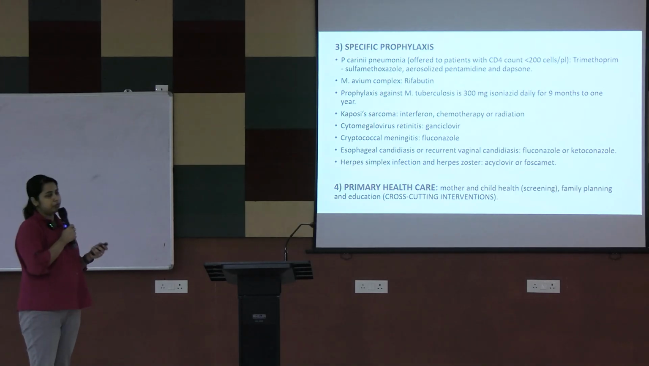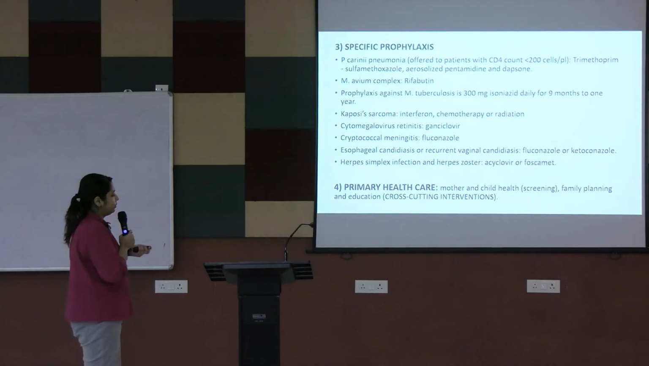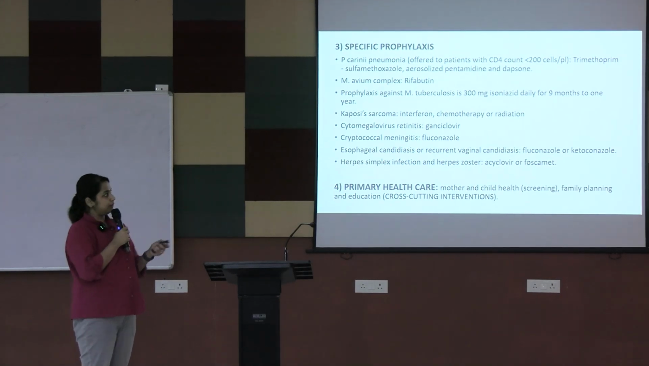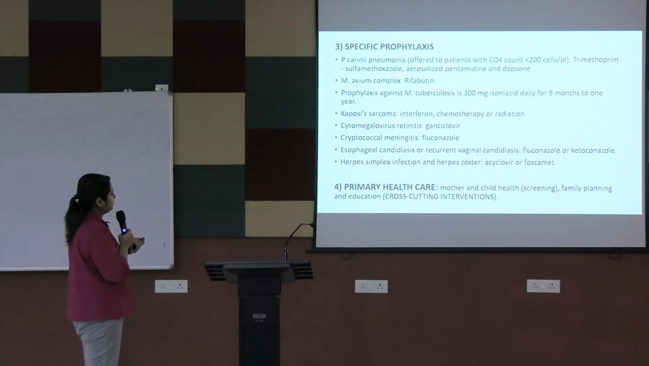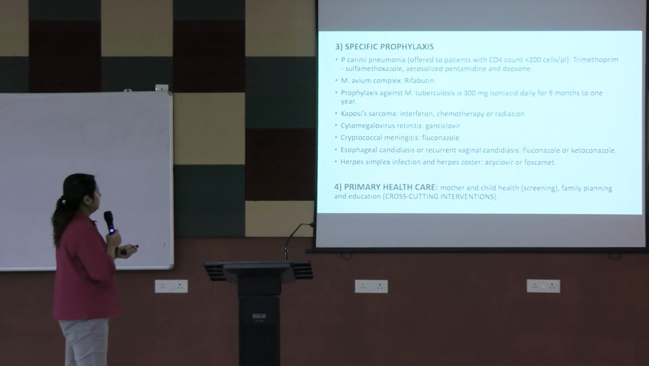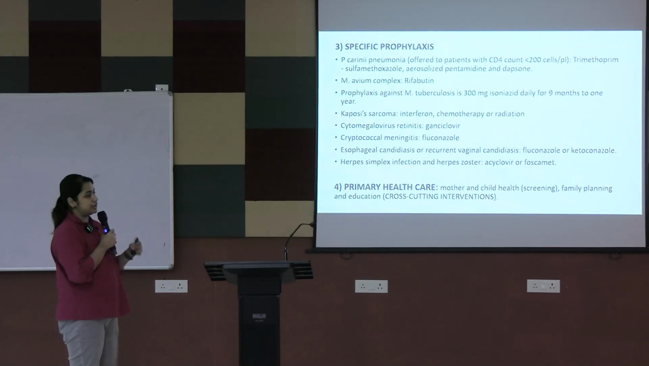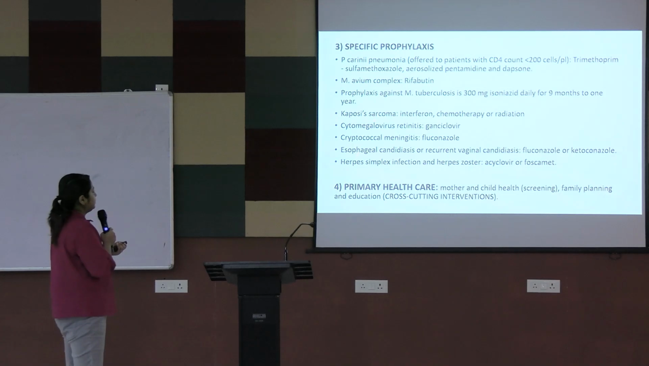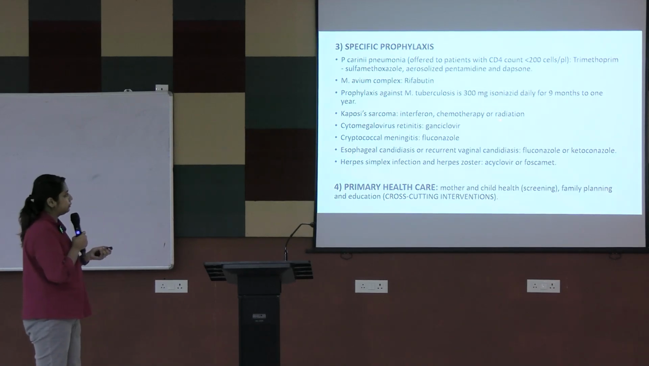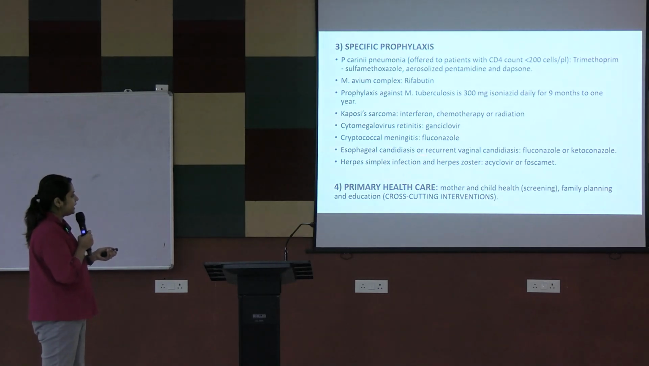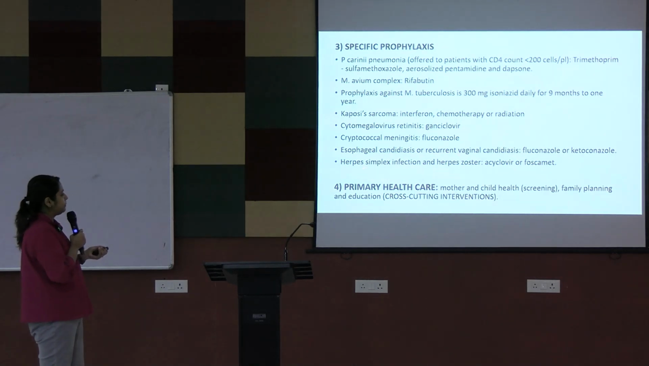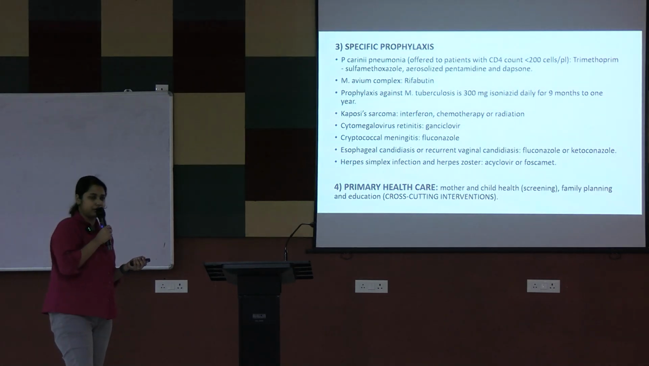Okay. Specific prophylaxis means for the opportunistic infections, what they can use apart from ART. All these antibiotics are there, aerosolized pentamidine, dapsone. Then for Mycobacterium, it is rifabutin. And for tuberculosis, isoniazid preventive therapy can be used. Kaposi sarcoma, you can do interferon therapy, chemotherapy or radiation. For cytomegalovirus, it is ganciclovir. For cryptococcal meningitis, it is fluconazole. Same for esophageal candidiasis or vaginal candidiasis. And for herpes simplex and herpes zoster, it is acyclovir or foscarnet.